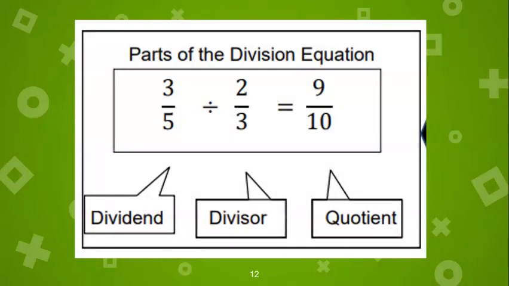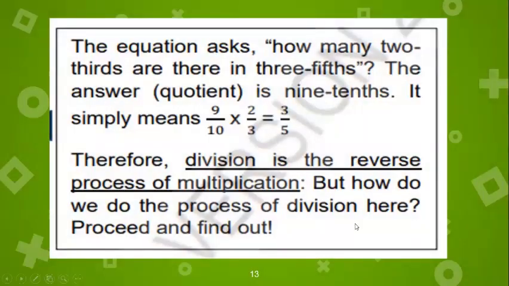So you have there the parts of the division equation. This is very important. The first fraction is what you call the dividend. The second is the divisor. And of course, the answer is called the quotient. The equation asks, how many two-thirds are there in 3/5? The answer, that's the quotient, is 9/10. It simply means 9/10 times 2/3 is 3/5.